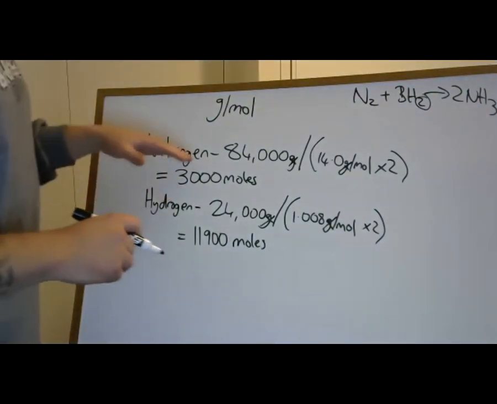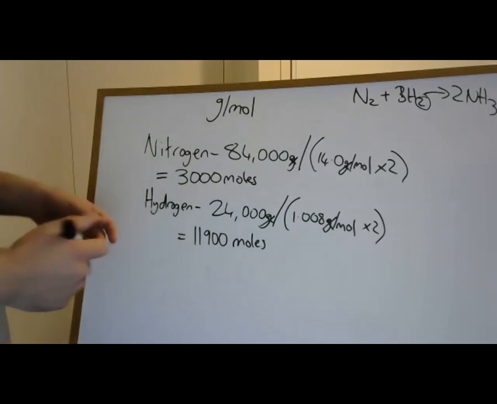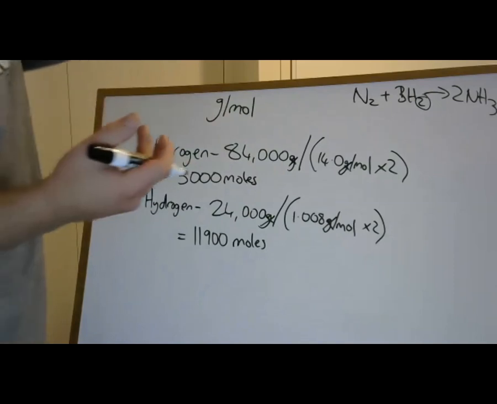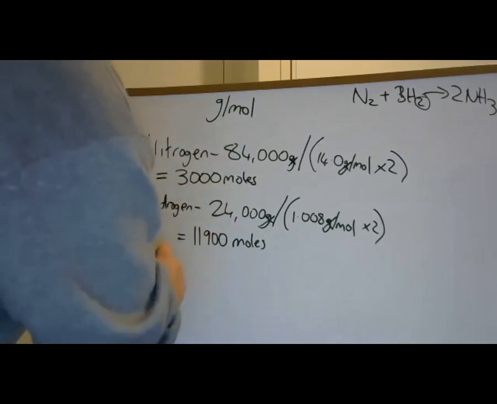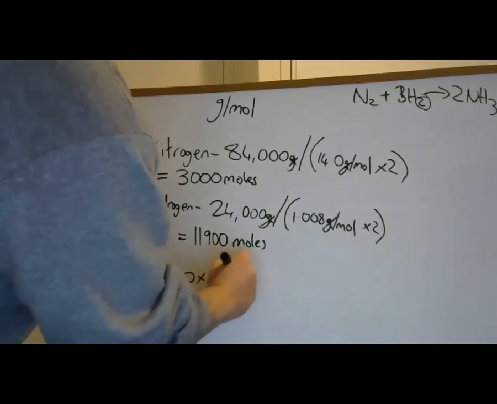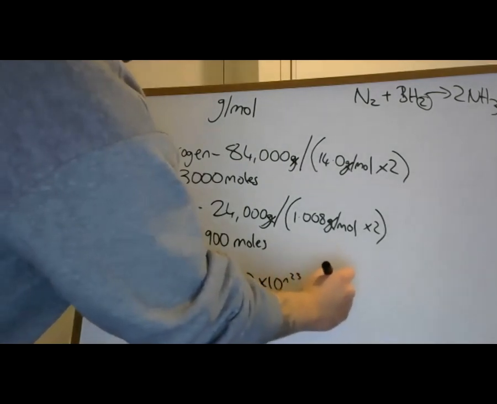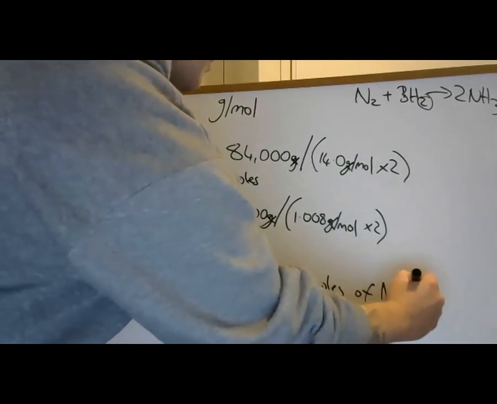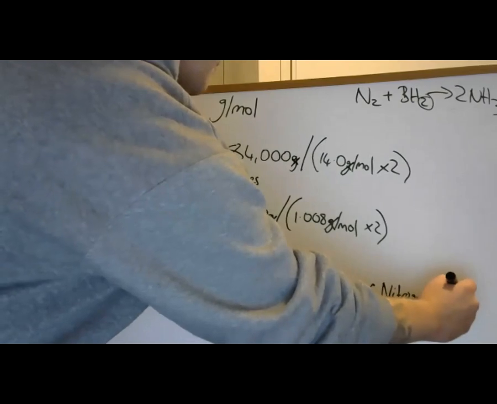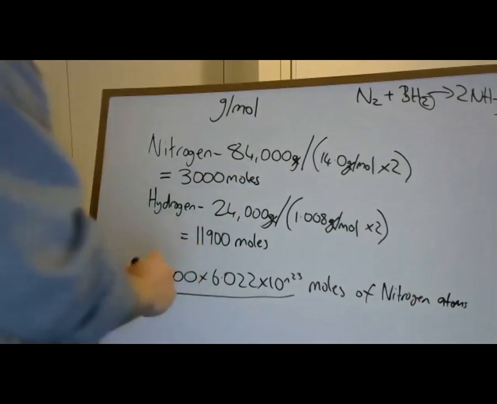We started with 84 and 24, and it looked like there was heaps more nitrogen. But we need to know, so to put it another way, I'm not going to calculate this, but there is 3 of nitrogen atoms. So there is that number of atoms.